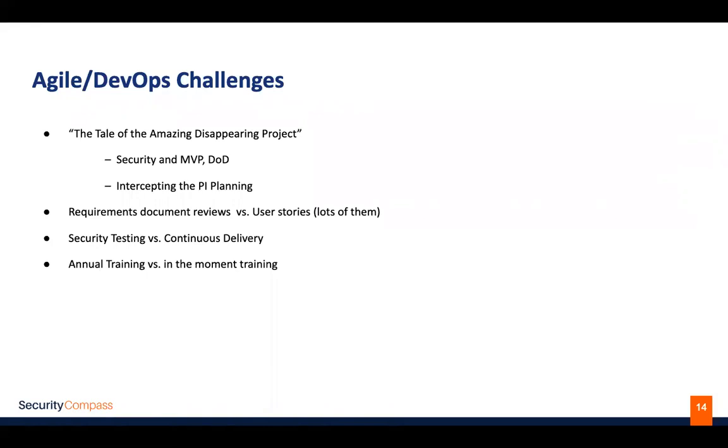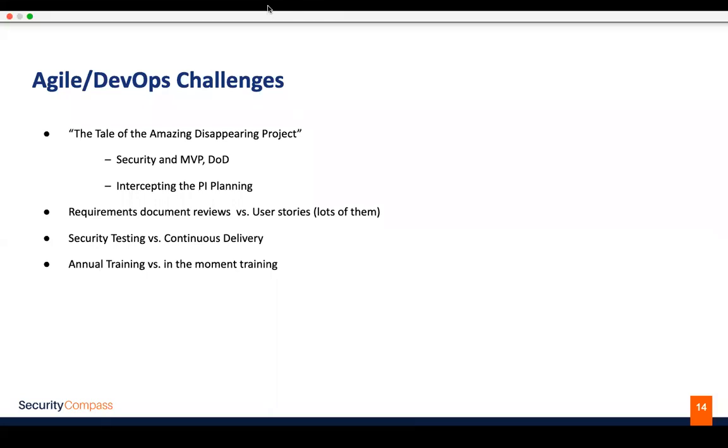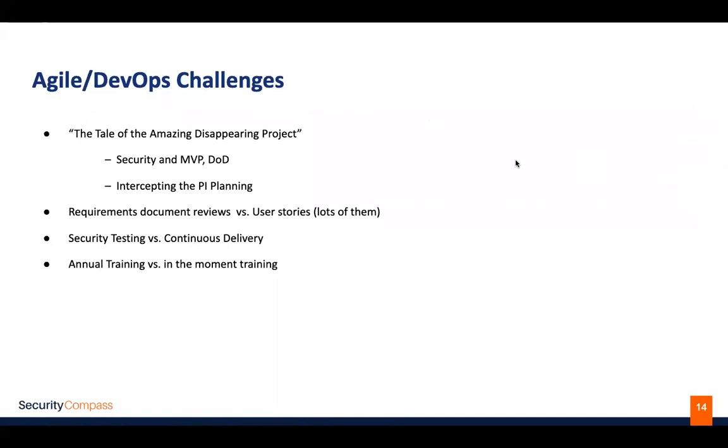We also had to answer some different kinds of questions. What parts of the application security or software security requirements should be part of the minimum viable product for an application? What parts should be part of the definition of done? And how do you intercept the backlog formation and program increment planning and so on and so forth processes? These are all important questions.